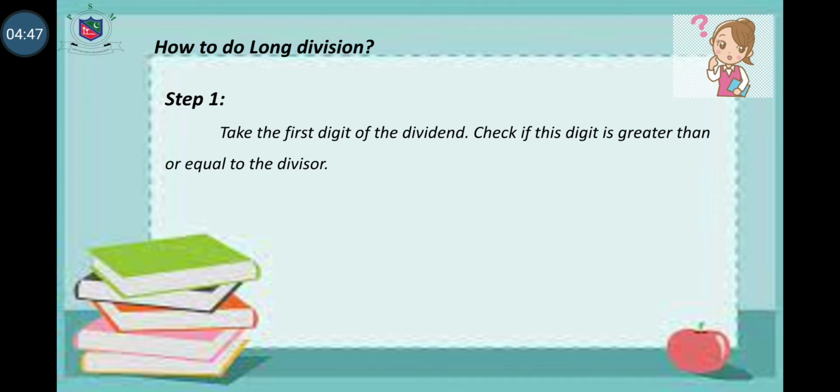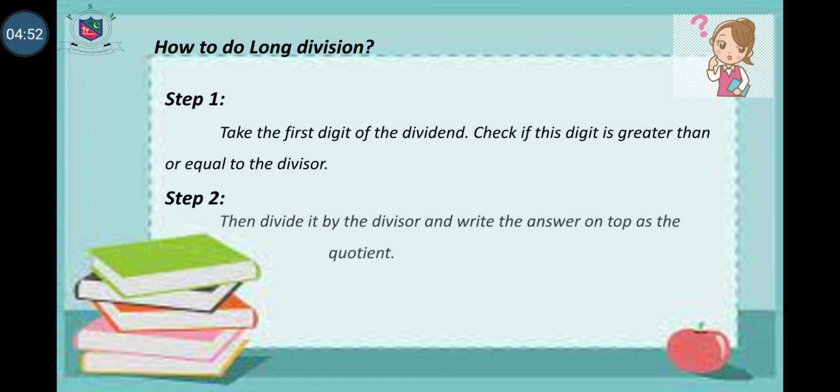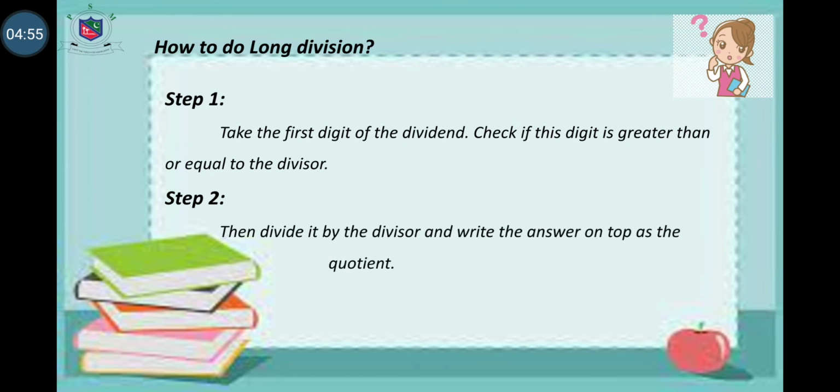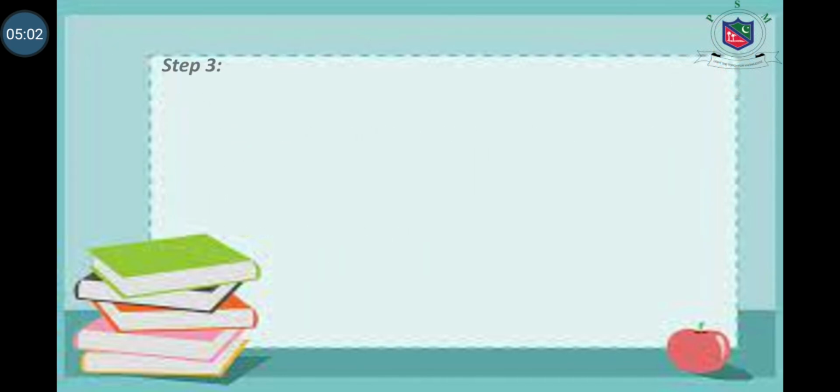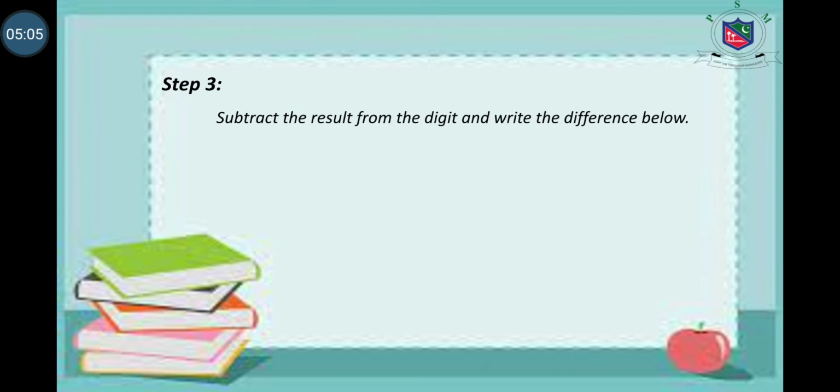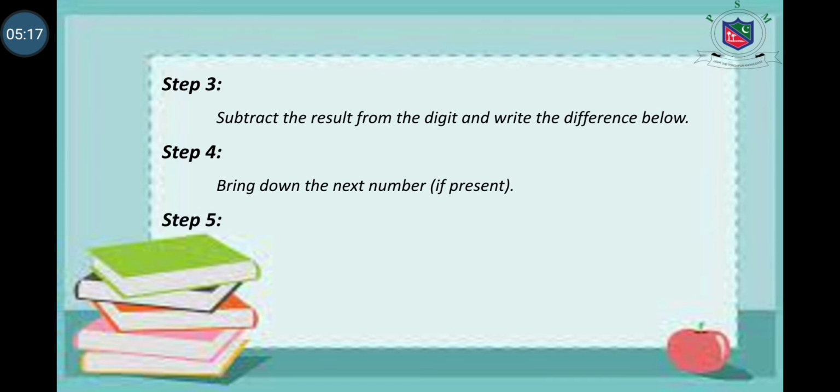Check if this digit is greater than or equal to the divisor. In the second step, divide it by the divisor and write the answer on top as the quotient. In the third step, subtract the result from the digit and write the difference below. In the fourth step, bring down the next number if you have any number. In the fifth step, you have to repeat the same process.